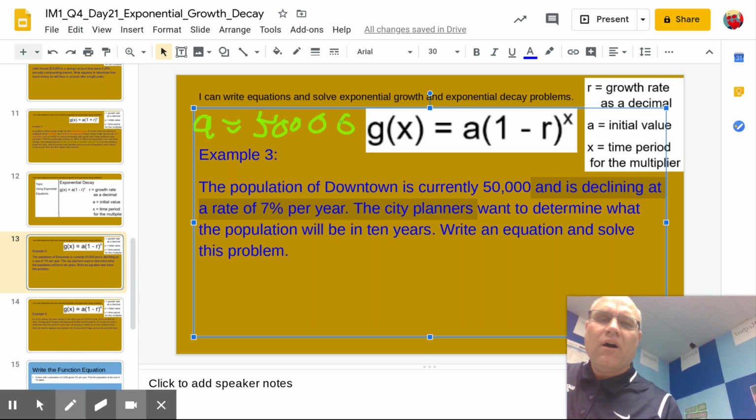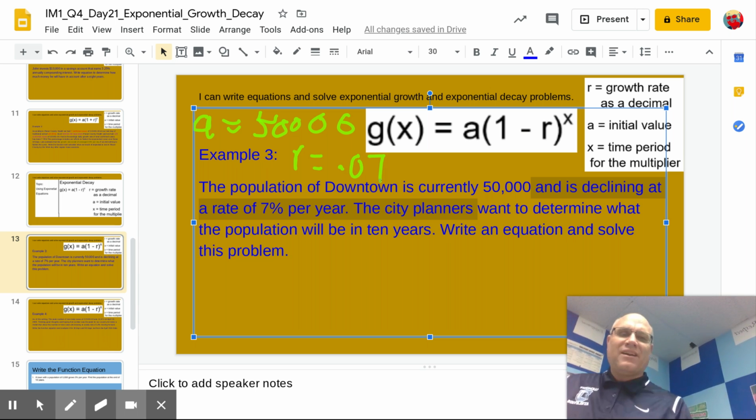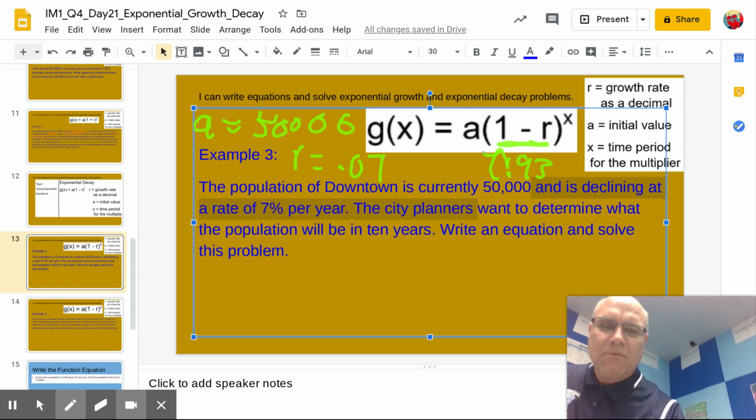What is R in this case? 7%. How do you write that as a decimal? R equals 0.07. Right? You move that decimal 2 to the left. You got to put in a 0 as a placeholder. So 0.07 is R. So what's the base actually going to end up being? What does 1 minus 0.07 become? That's right. It's going to become 0.93. So we know that 0.93 is ultimately what's inside those parentheses there. That's our base. If it's the old f of x equals a times b to the x, our b is 0.93 for this scenario. So let's write the equation.